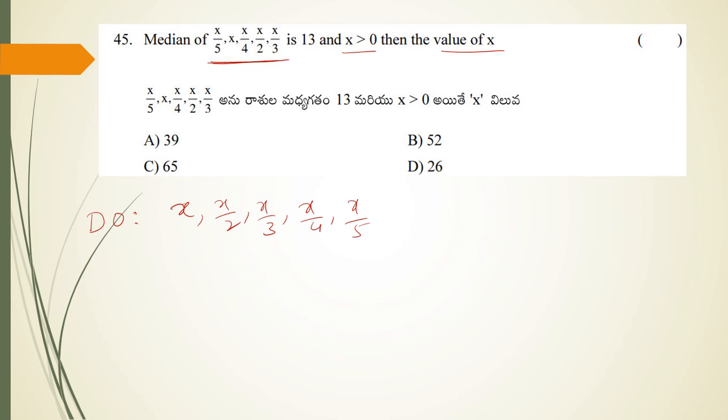Now based on this, since we have only 5 terms, the middle most will be my median. So this is my median. Now when I compare this with my value, x by 3 is equal to 13. So from this, x is equal to 39. So the answer is 39.